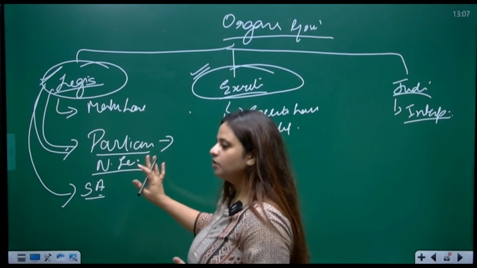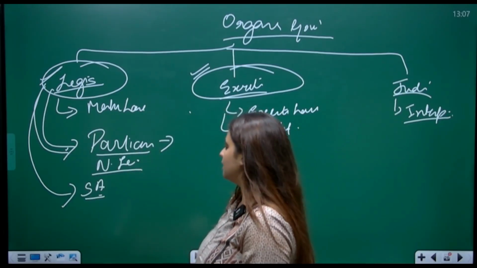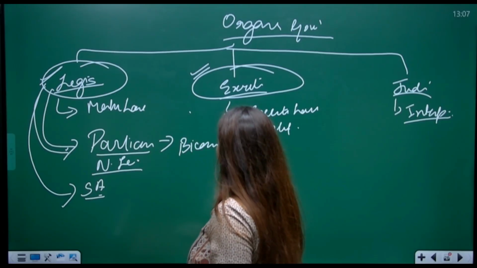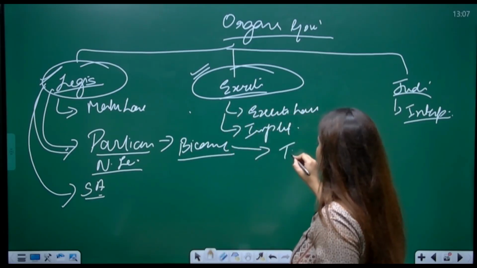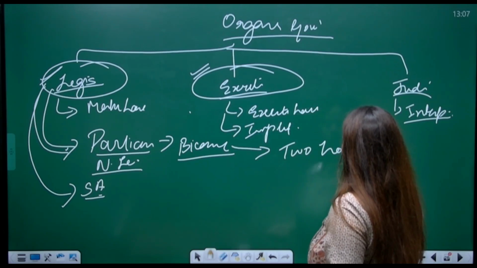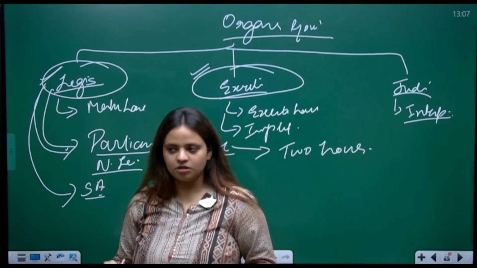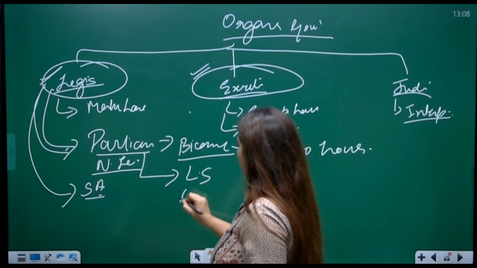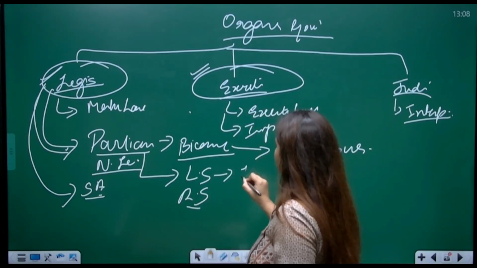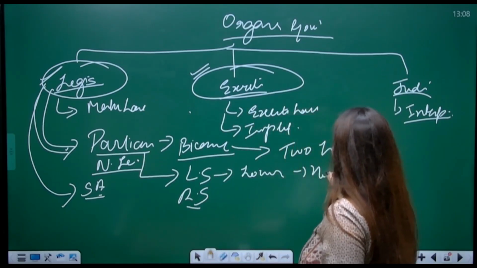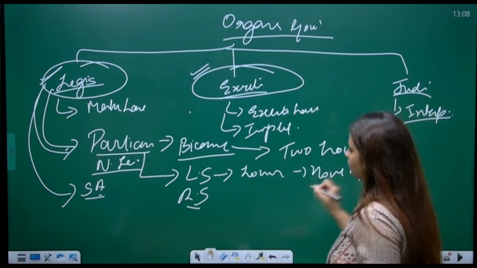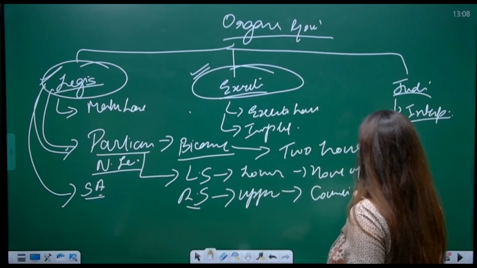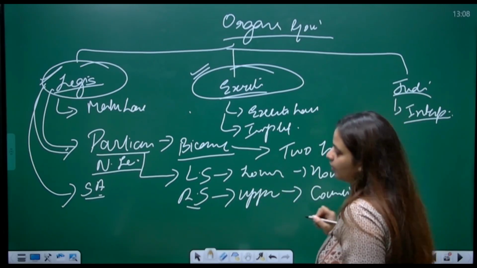Now, when I discussed parliament, I said that the parliament of India is bicameral in nature, which means that it consists of two houses. That is why it is bicameral. The two houses of the parliament are Lok Sabha and Rajya Sabha. The Lok Sabha is the lower house or house of people, and the Rajya Sabha is the upper house or council of state. So I think you can recall it now.